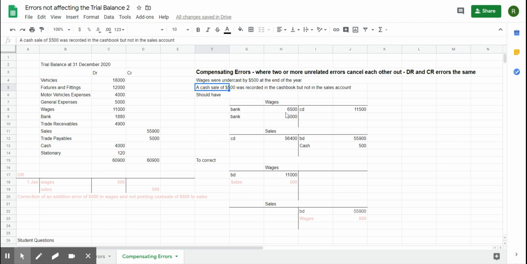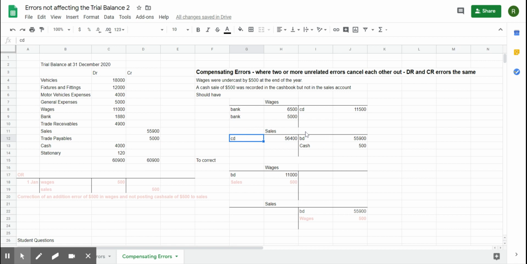So what we should have done is we should have added up the wages and got a balance CD of 11,500. But what we have done is added up the wages and the balance BD is only 11,000, and that's what's currently in the trial balance.